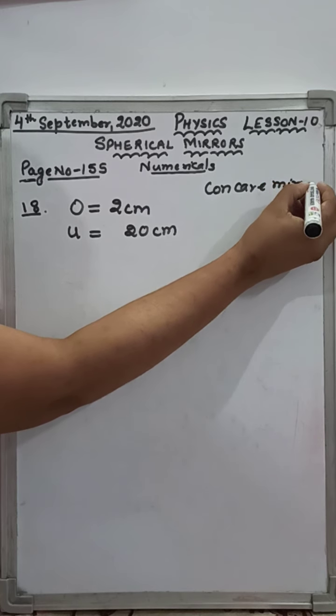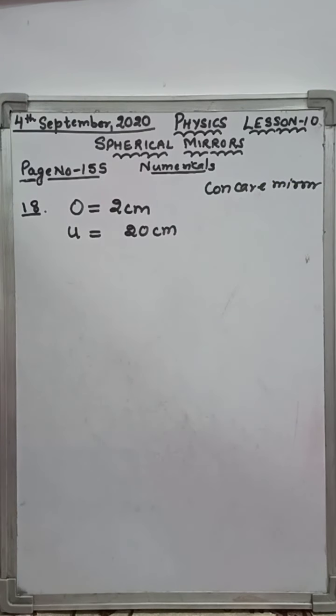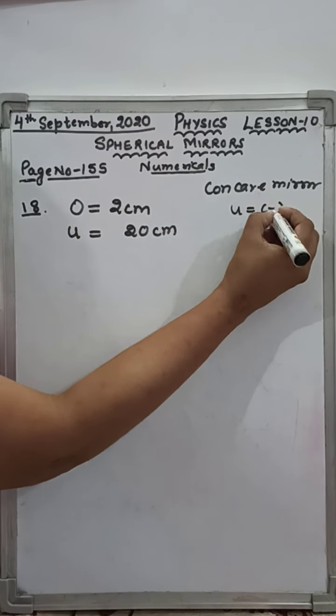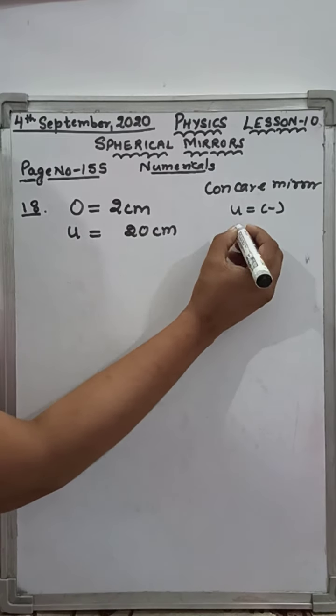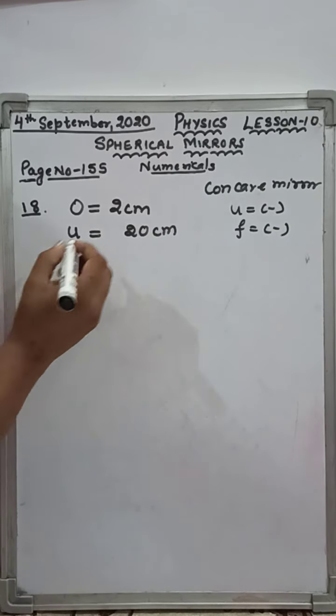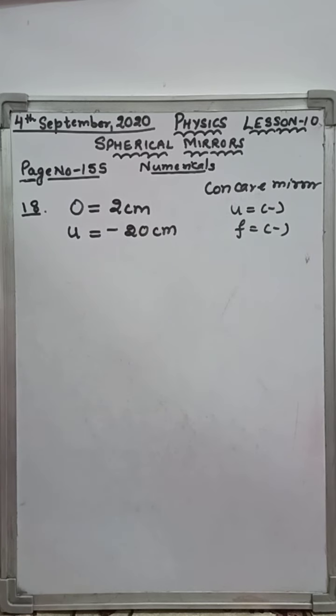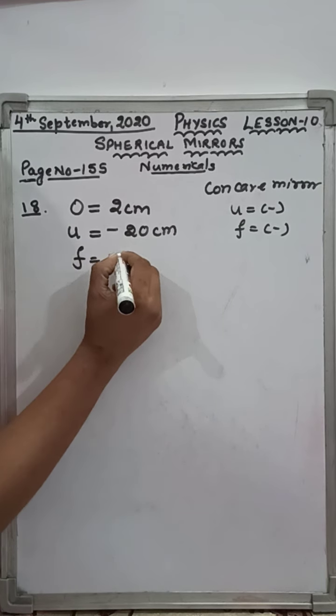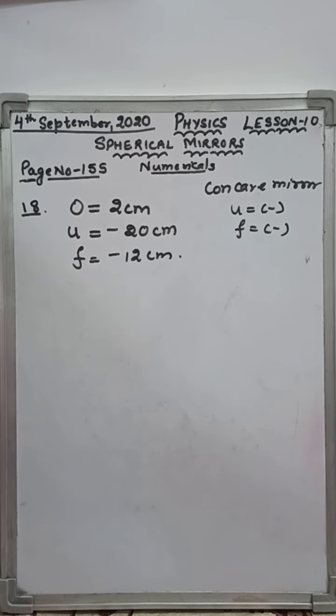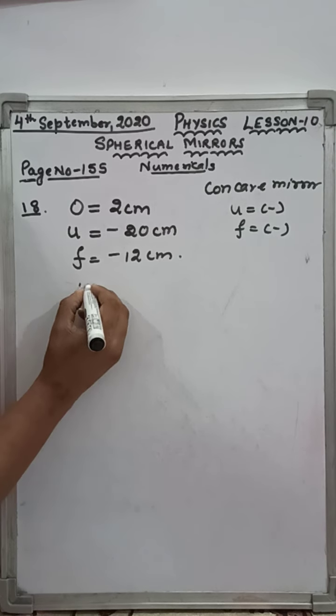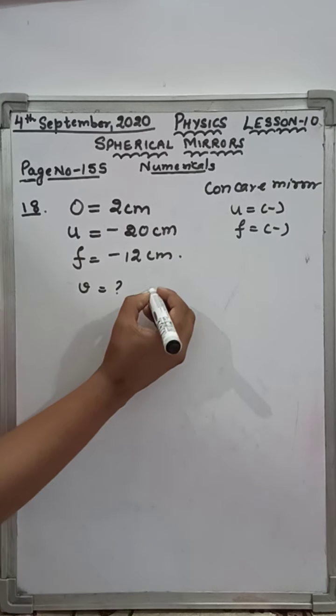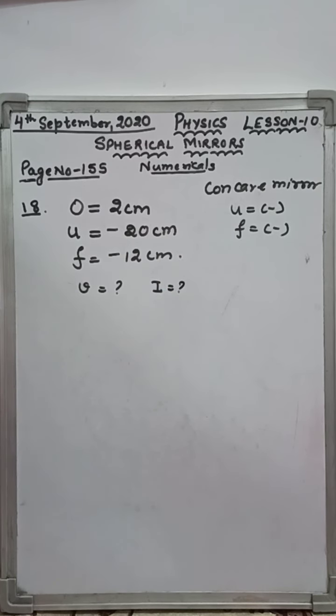So what I have told you: for a concave mirror, the object distance u will be negative, and the focal length f will be negative. Clear? So you will take object distance minus 20 centimeter. Now focal length of the mirror is given to us 12 centimeter, so you will take minus 12 centimeter. And we have to find the position, size and the nature of the image formed. That means we have to find v, image height and nature.